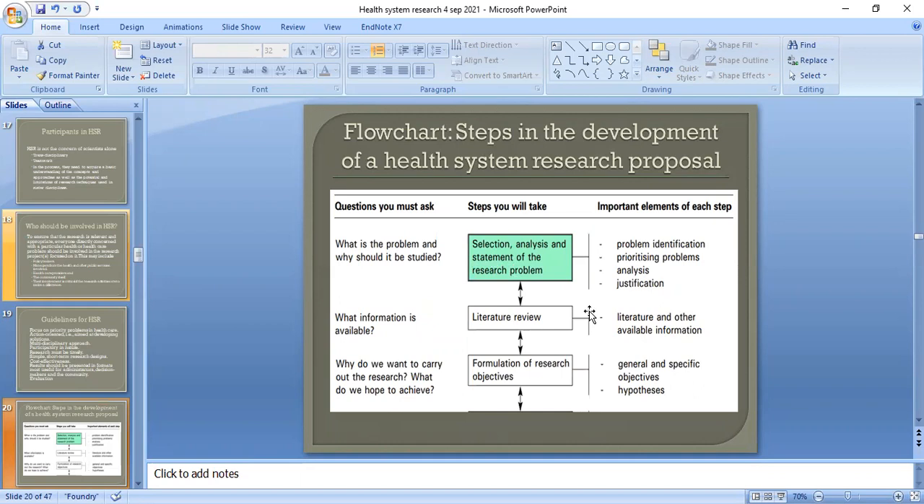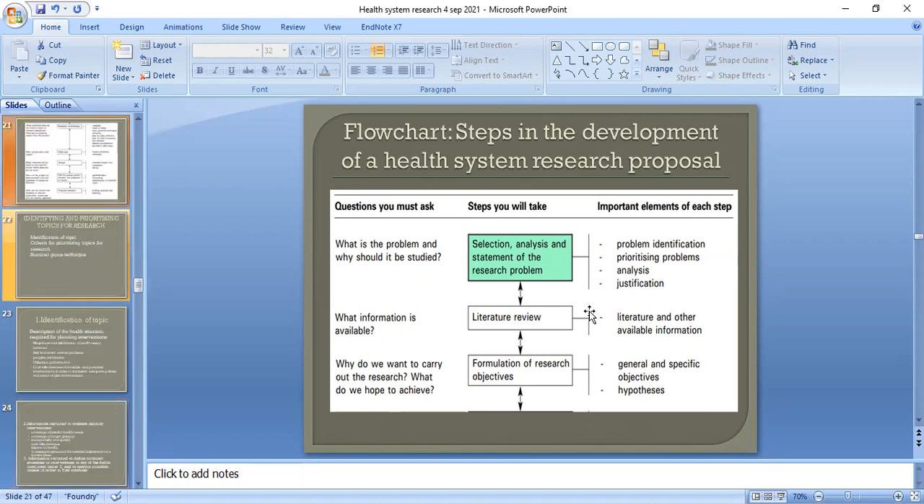The next step would be the literature review, in which the question may arise: what information is available? For this, we have to review the literature and the already available information. The next step is the formulation of research objectives, and this is the most important step. In this the question may arise: why do we want to carry out research and what do we have to achieve? The important elements of these are to formulate the objectives and hypotheses.